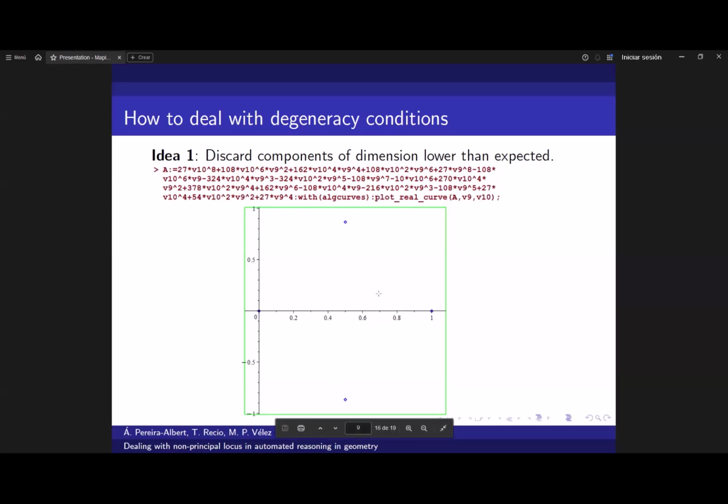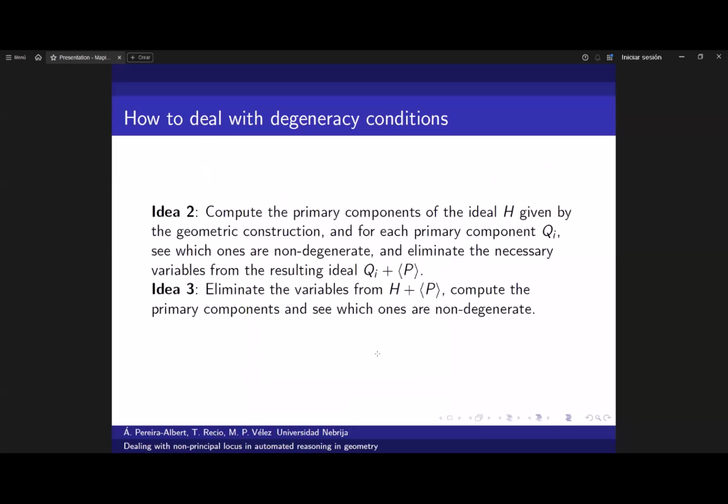And again, (0, 0) and (1, 0) were the other 2 vertices of the example, so those are the degenerate components and have the exact same dimension as the locus that we wanted to find. So this could work in some examples, but not always. And there are some other 2 ideas that go hand in hand to deal with these degeneracy conditions.